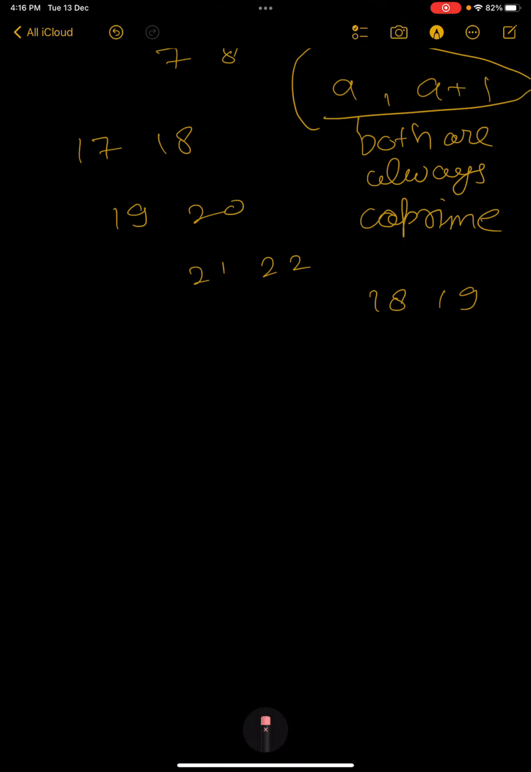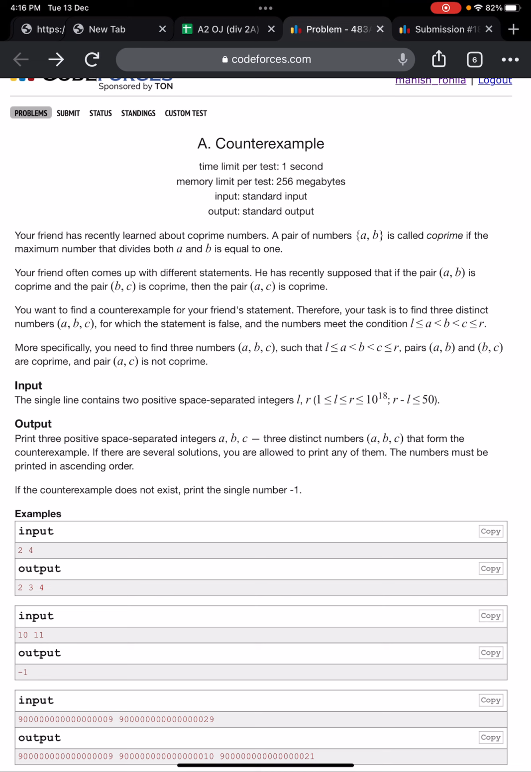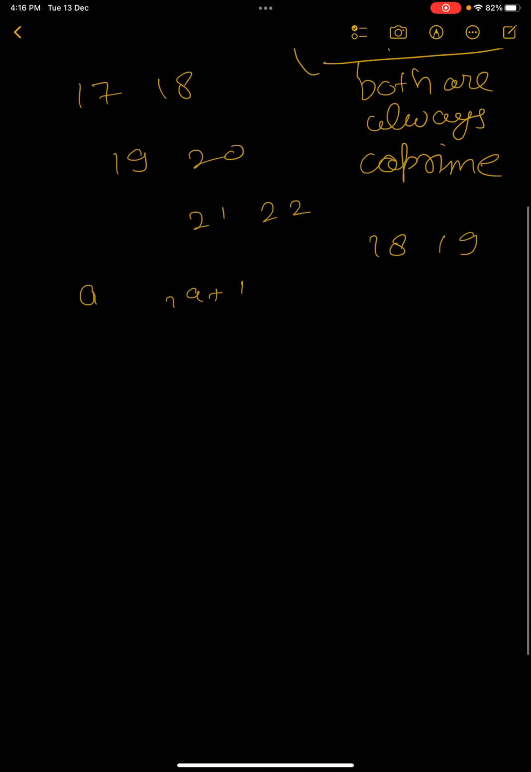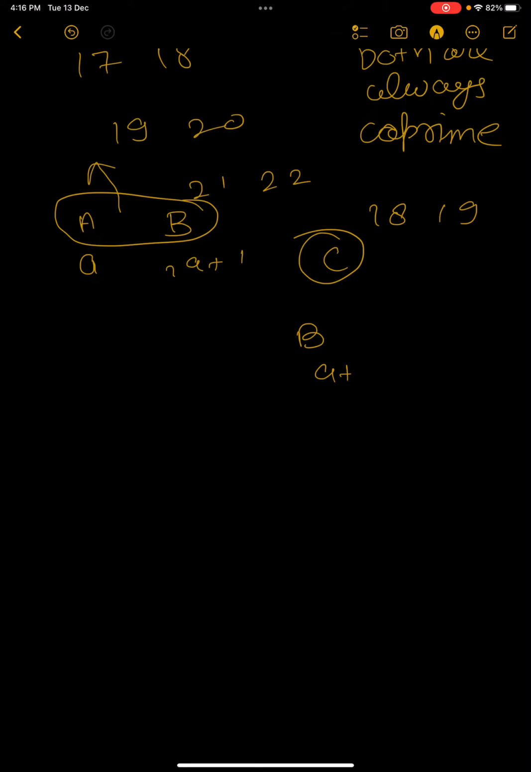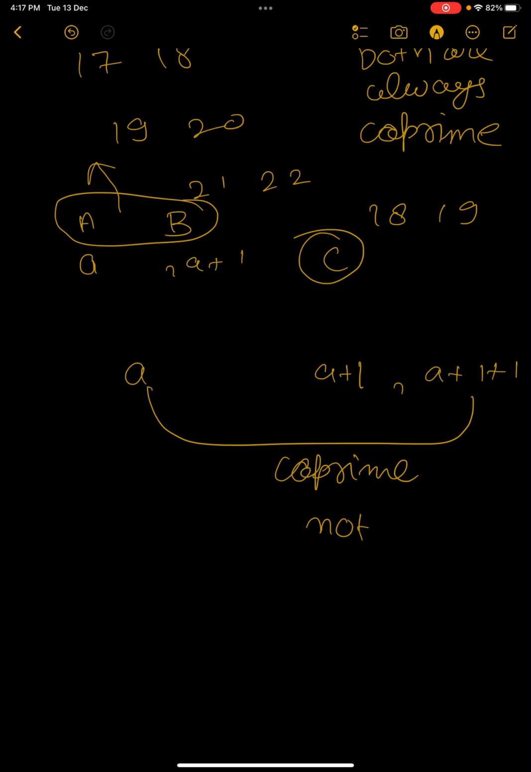We understand right now that if we take the number A, then A plus 1 is co-prime. And the question is asking that A, B and B, C are co-prime. Now we already found one pair: this is our A, and this is our B. How can we find C? Simply, if A and B are co-prime, then the next number A plus 1 plus 1 would follow. But saying that A and A plus 2 are co-prime is not always true.